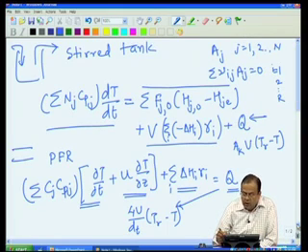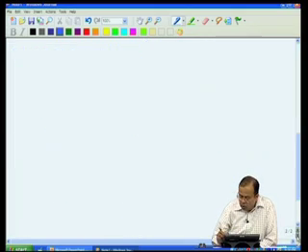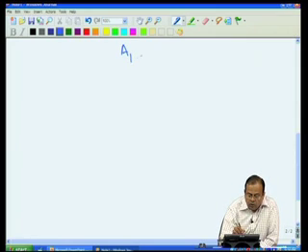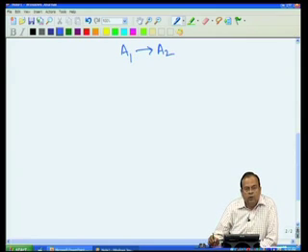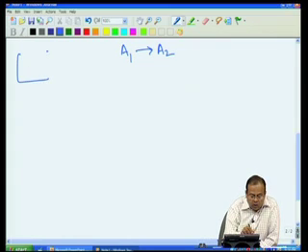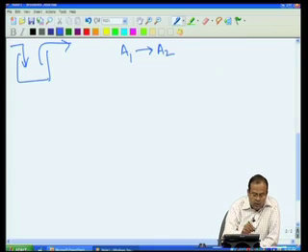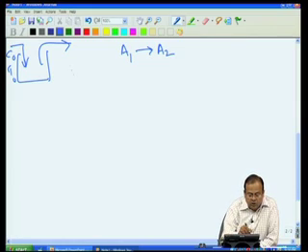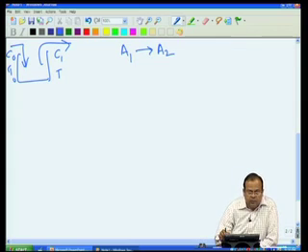Now, if you have an adiabatic reactor, what will happen? We are not adding or removing any heat. So, the Q term will be 0 and the remaining appropriate terms will remain. So, let us consider a reaction A1 going to A2, and let us say that it is occurring in a stirred tank reactor. C0 and T0 are my inlet concentration and temperature, C1 and T are my exit concentration and temperature, and we will consider a steady state balance.